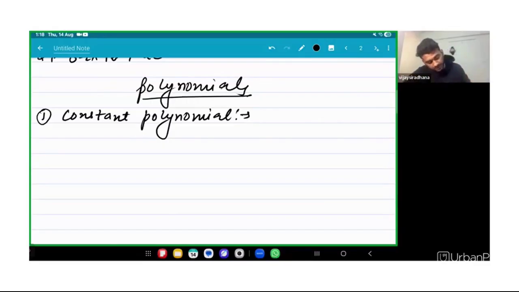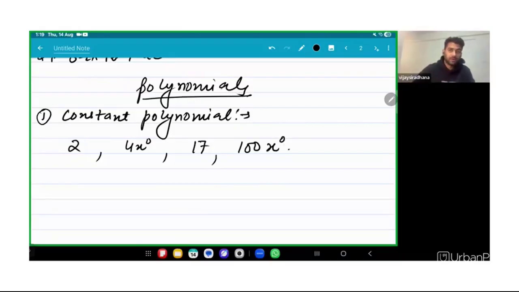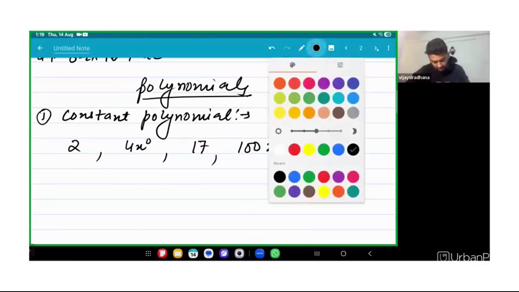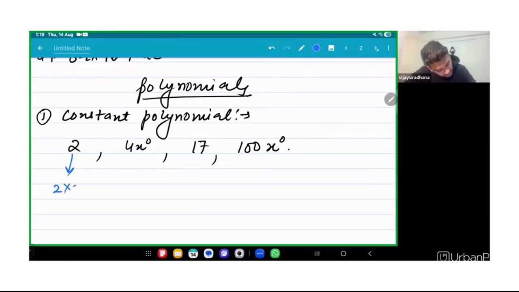So students, what if I say 2? What if I say 4x to the power of 0? What if I say 17? What if I say 100 into x to the power of 0? You might know that anything to the power of 0 is nothing but 1. So can you write 2 as 2 into x to the power of 0, which is 2 into 1, which is 2.